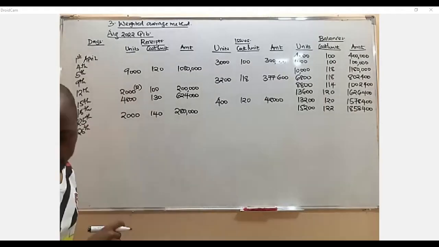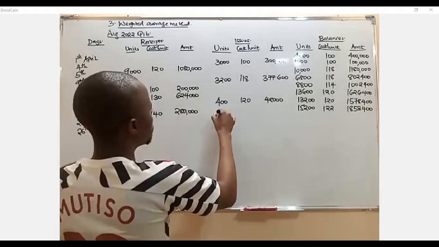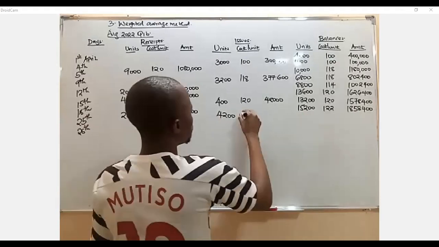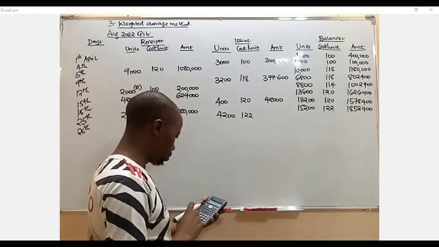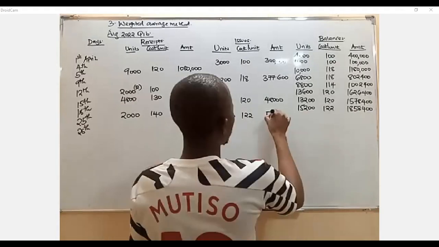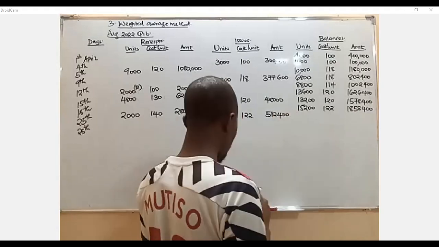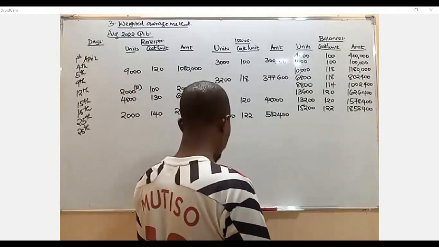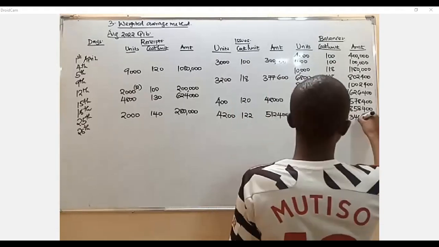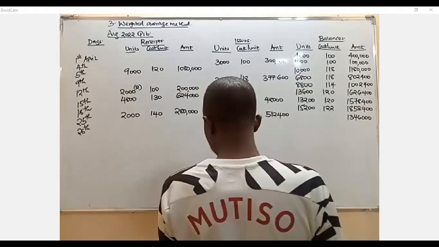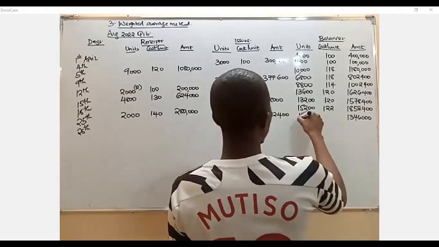What is happening on 28th? We are being told there was issue of 4,200 units. How much are we issuing with? 122, right? So 122 times 4,200, we are getting 512,400. Then you take it to store. So minus 1,858,400. We are getting 1,346,000. Then the other one will be 15,200 minus 4,200, getting 11,000 here.